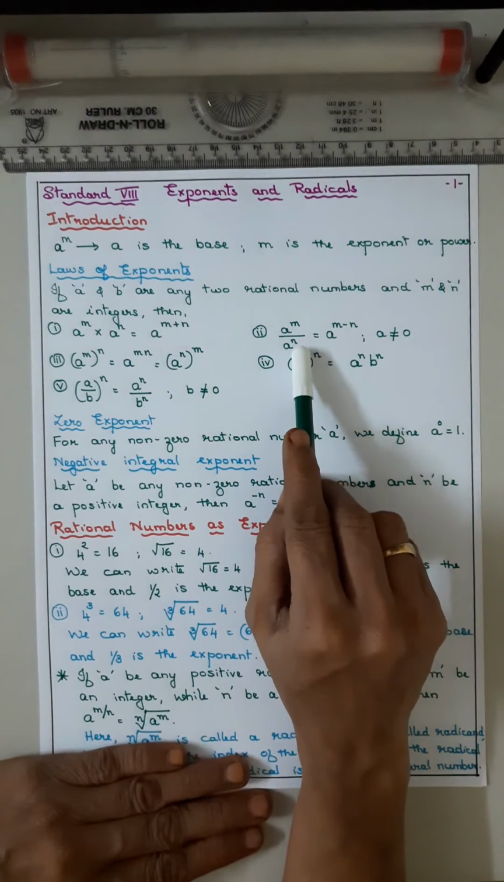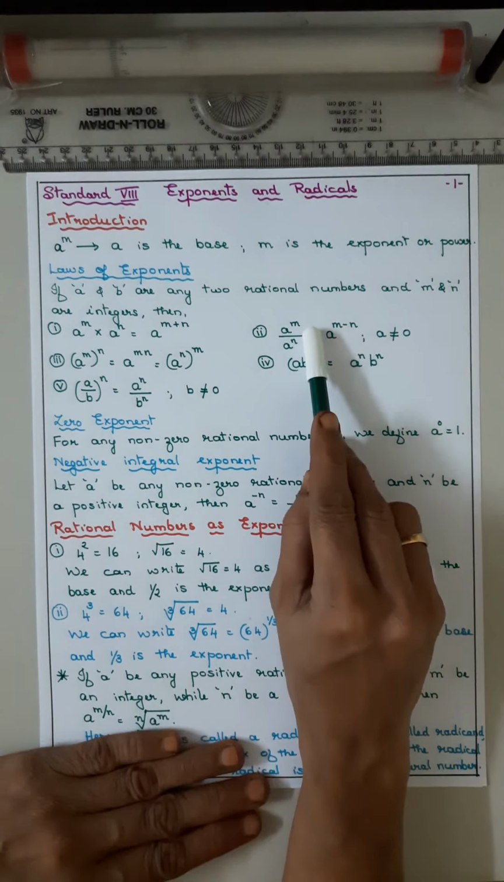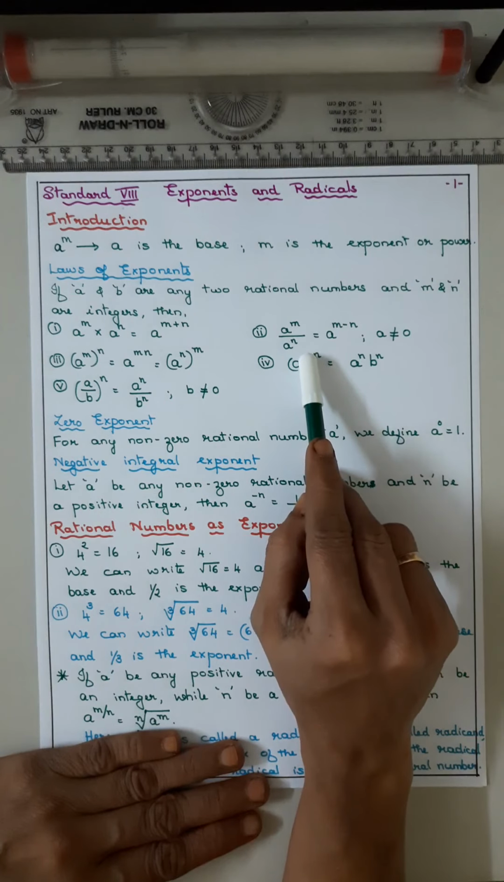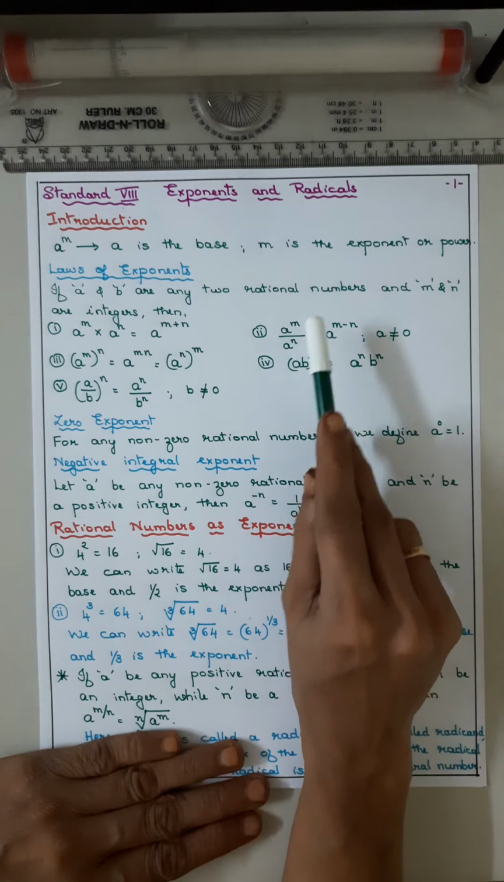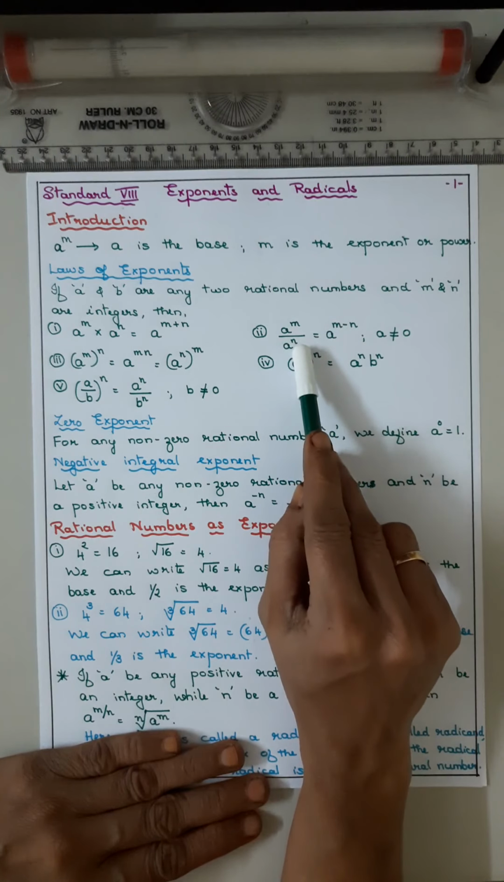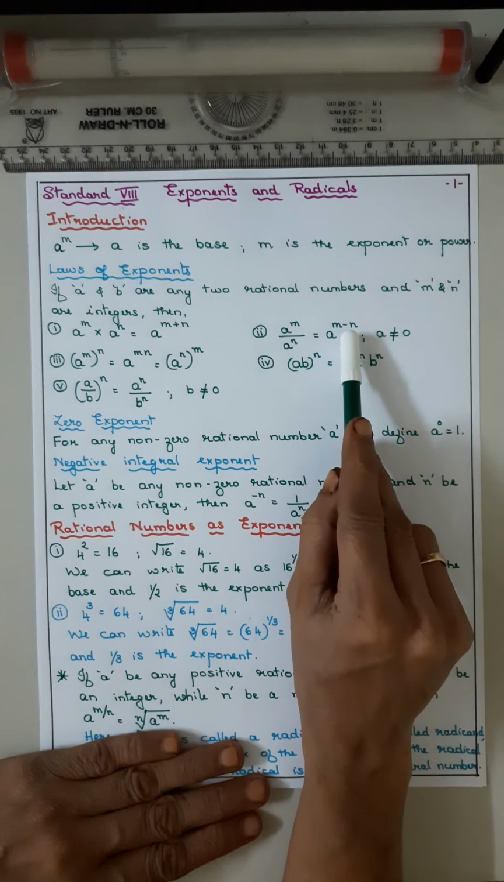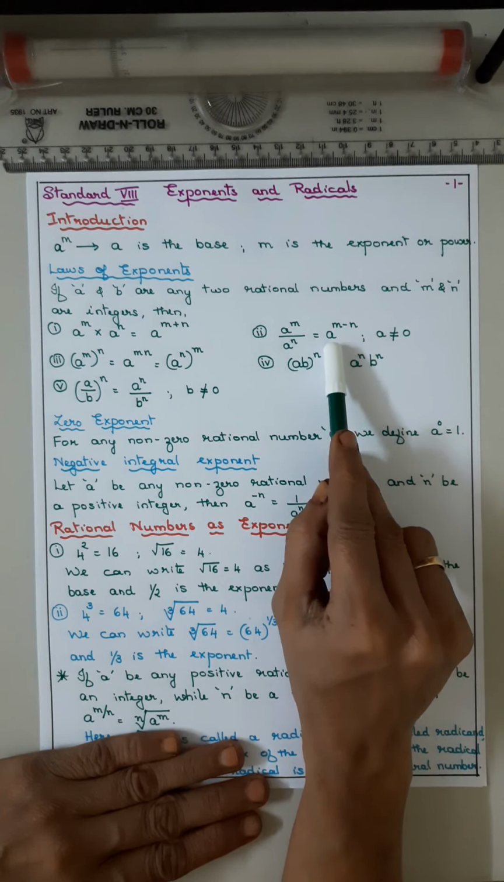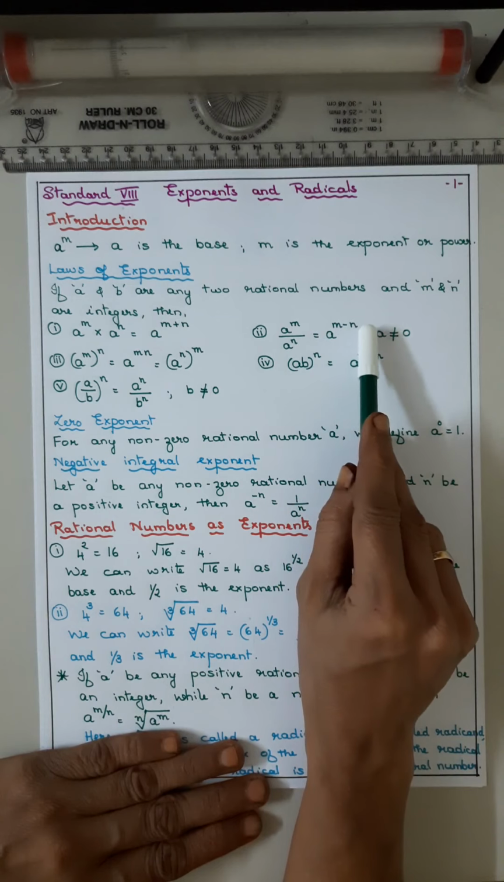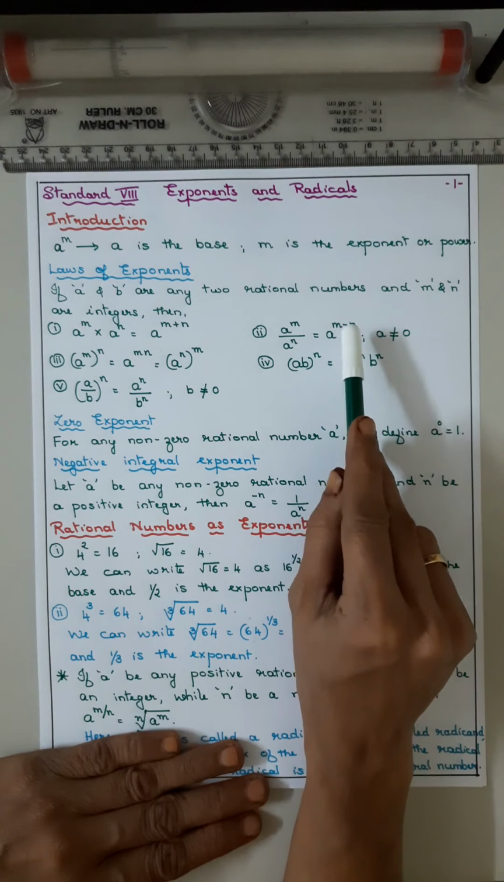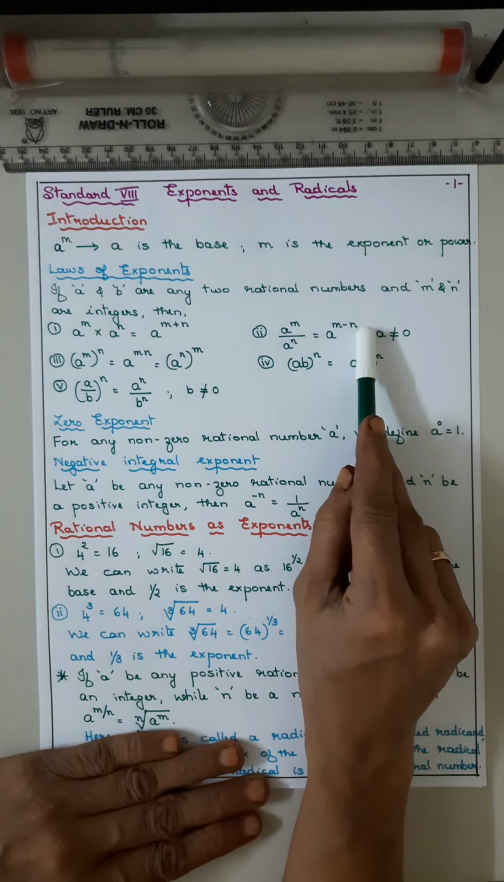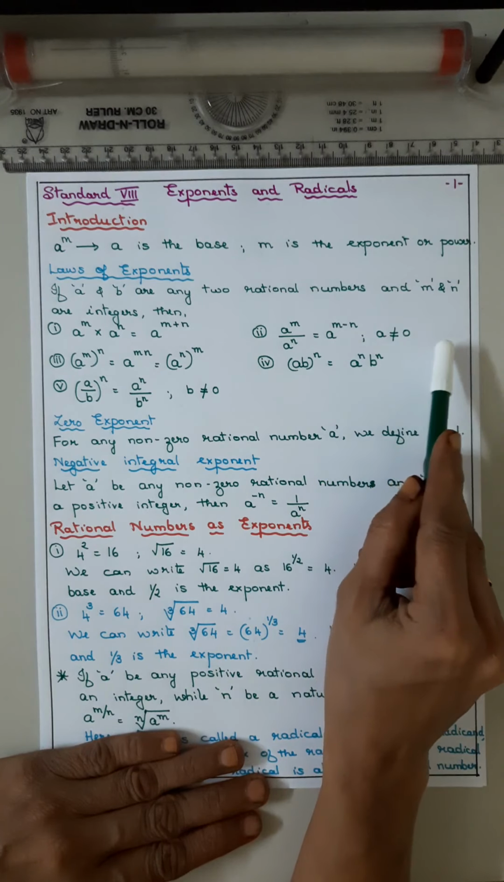Now in the second law, it is a to the power m upon a to the power n. Bases are same, powers are different, but it is division. So what we have to do? Subtract the powers. That is a to the power m minus n. Here a should not be equal to 0.